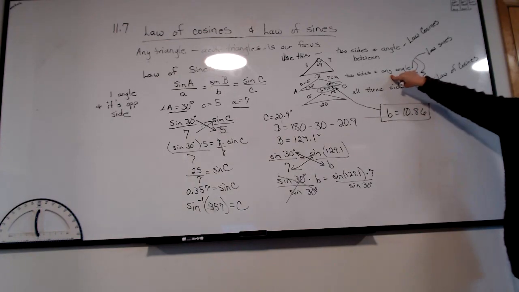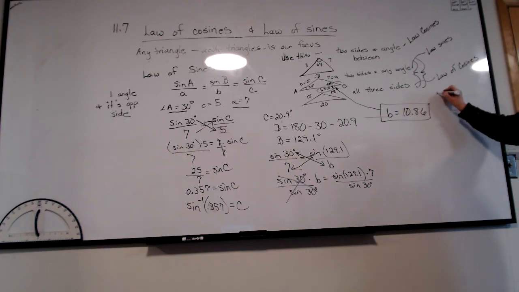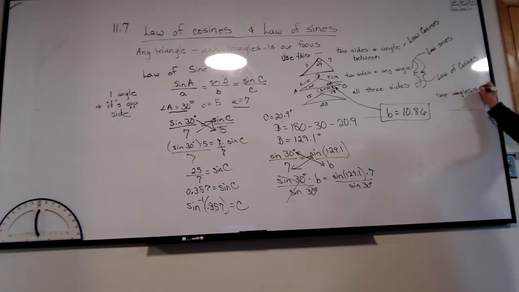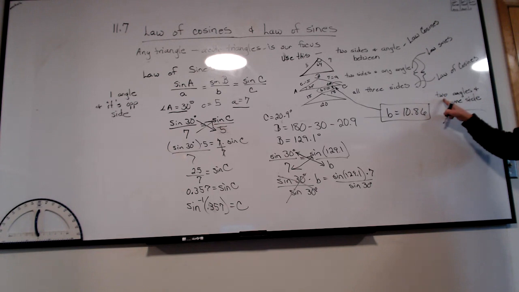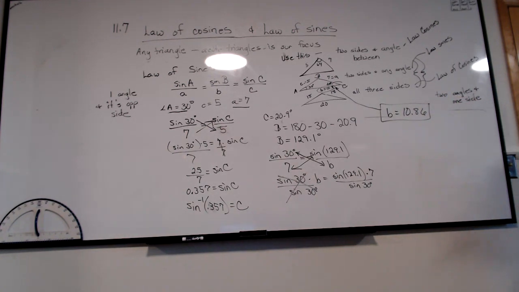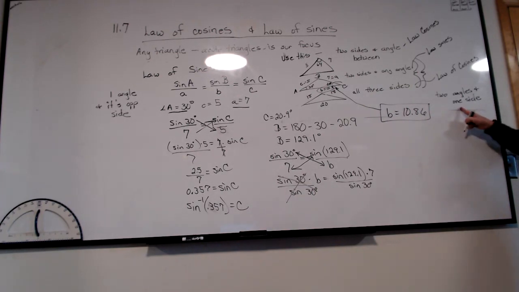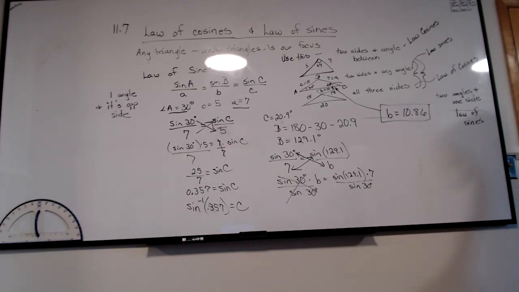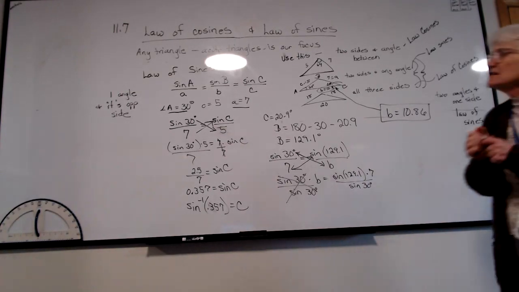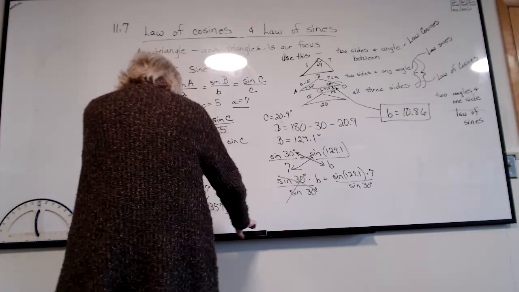Okay. And then also, if you have two angles and one side, if you have two angles, you actually have how many angles? If you have two angles, you actually have all three. And if you have one side, again, I would use law of sines. Okay. So let's summarize this so you have it all down.